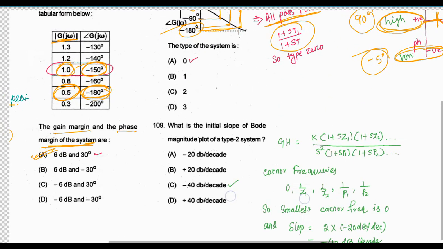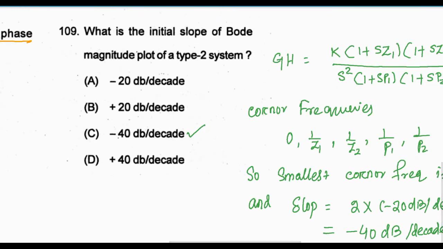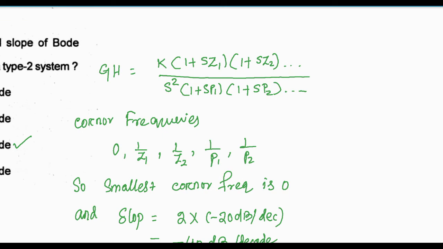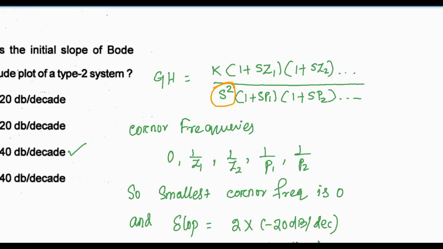Next question is question number 9. What is the initial slope of the Bode magnitude plot of a type 2 system? Type 2 system means the general representation of a type 2 system: G(s)H(s) is equal to K into (1 plus sZ1)(1 plus sZ2) and like that, by s square, because s square means this is a type 2 system, into (1 plus sP1)(1 plus sP2) and like that. So here the corner frequencies are 1 by Z1, 1 by Z2, 1 by P1, 1 by P2 and so on. The smallest corner frequency is 0 because there is s square.